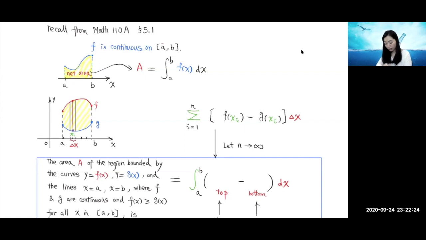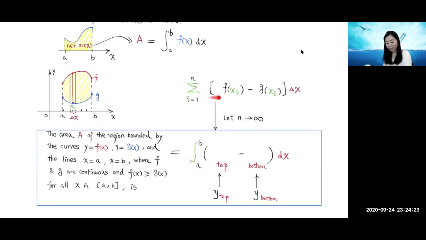Okay. So the Riemann sum will be the sigma of f of xi minus g of xi, which is the height for this rectangle, times the width for this rectangle, which is delta x. So this is the area for this rectangle. So this Riemann sum is an approximation to what we think of as the area of this region. And this approximation will get better and better as we subdivide this interval from a to b into more and more subintervals, as we take n going to infinity.